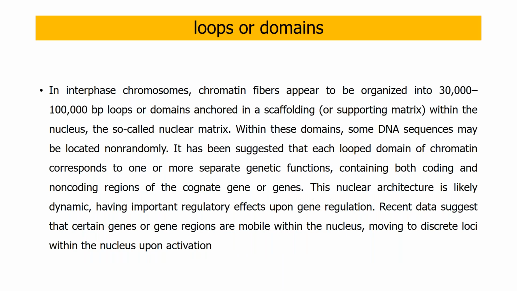Now we come to the loops and domains. In the interphase chromosomes, chromatin fibers appear to be organized into 30,000 to 1 lakh base pair loops or domains, which are anchored in a scaffolding, that is a supporting matrix within the nucleus. Okay. Within these domains, some DNA sequences will be located non-randomly. It has been suggested that each looped domain of chromatin corresponds to one or more separate genetic functions, which means it contains both coding and non-coding regions of the genes.